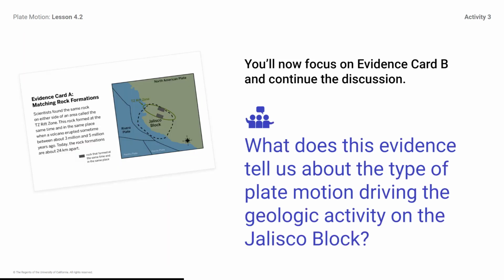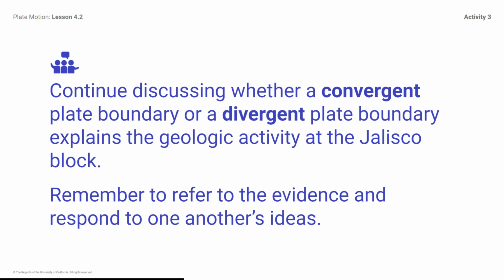You'll now focus on evidence card B and continue the discussion. What does this evidence tell us about the type of plate motion driving the geologic activity on the Jalisco block? Students, read card B. Continue discussing whether a convergent plate boundary or a divergent plate boundary explains the geologic activity at the Jalisco block. Remember to refer to the evidence cards and respond to one another's ideas.